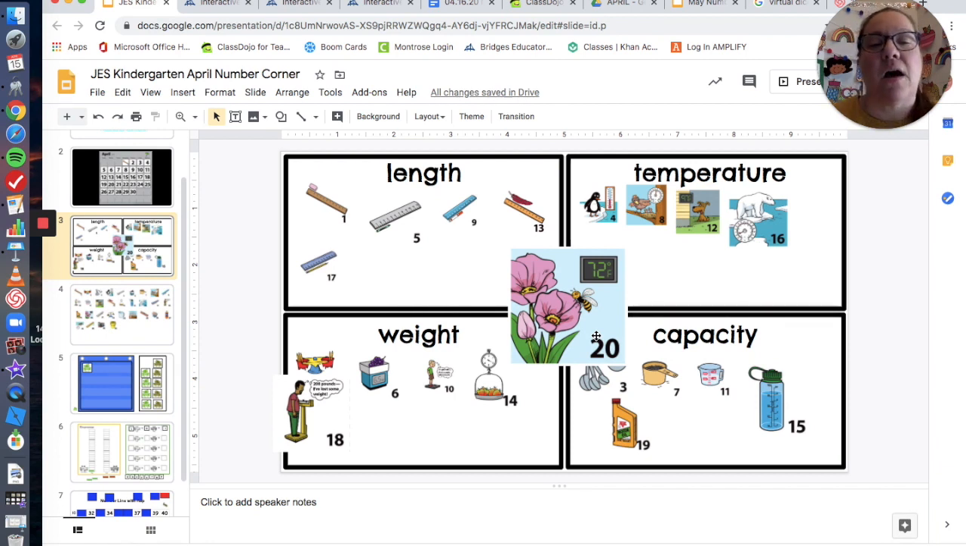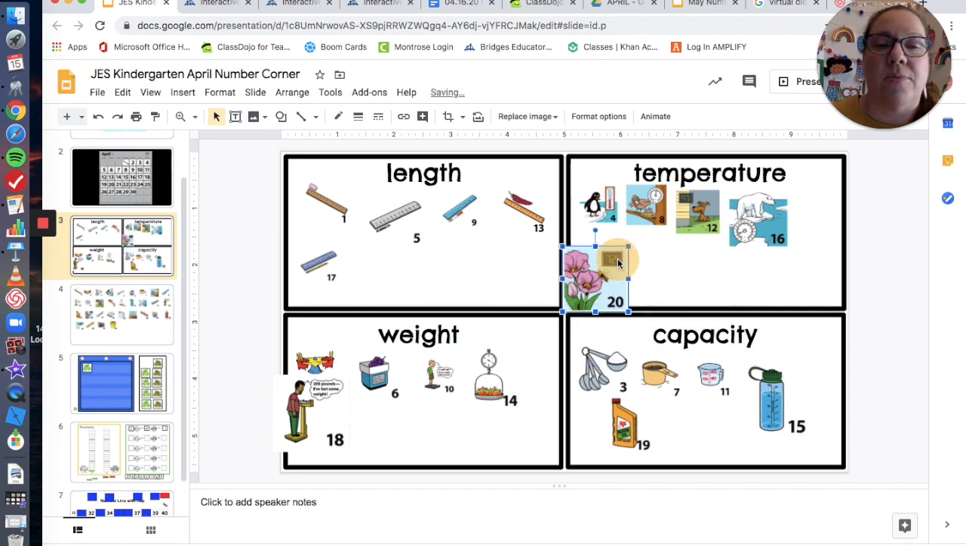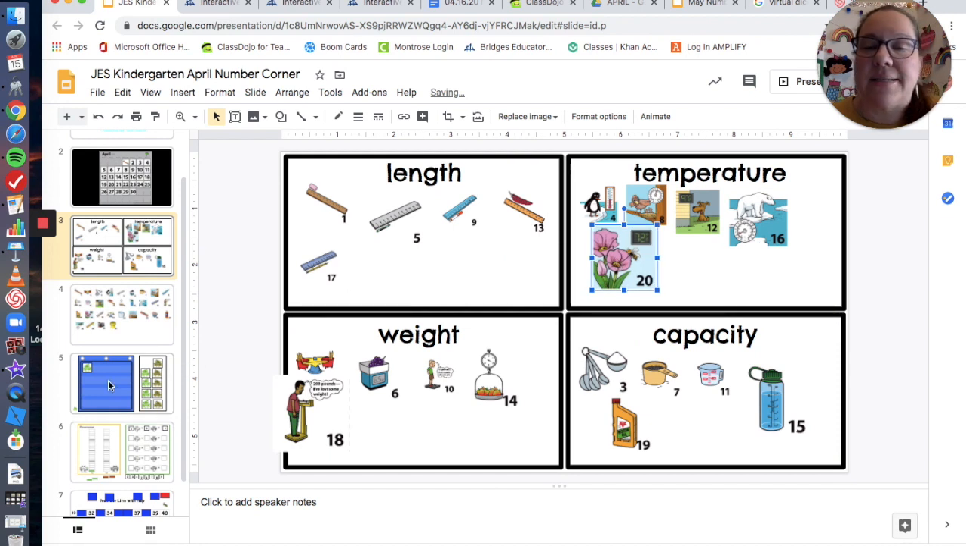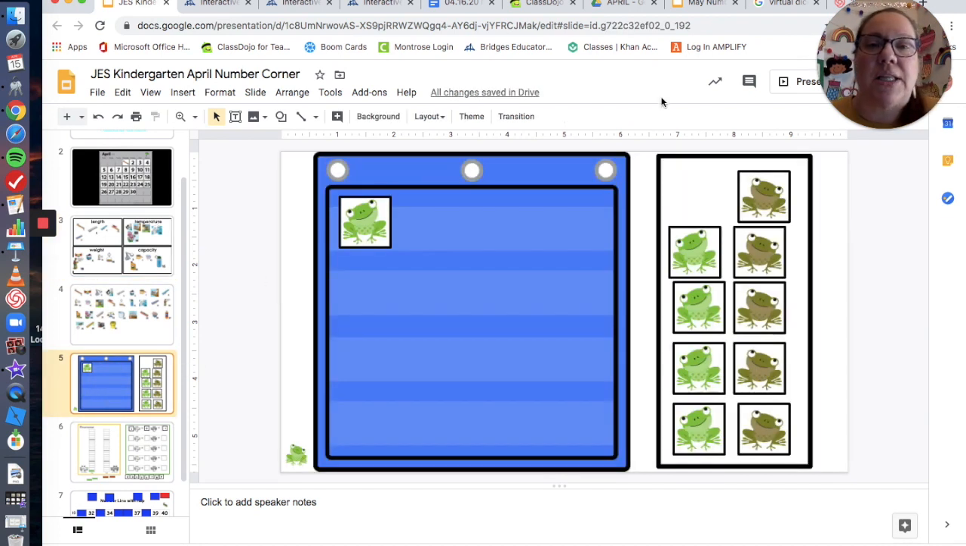All right, so that is a thermometer. Remember, it's a digital one. We had a digital one with our dog too, and that measures how hot or cold the air is outside. Let me see if I can get it smaller. There we go. So we're going to move that over to temperature. Excellent job, friends.